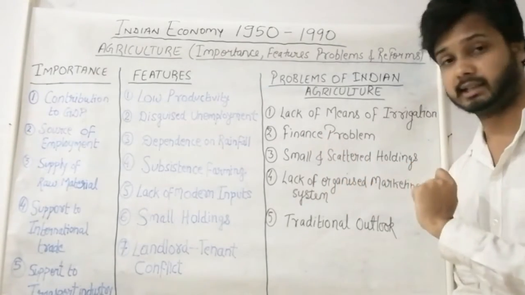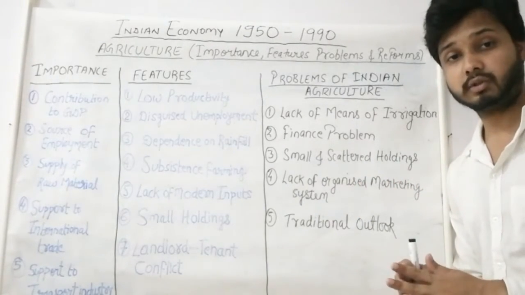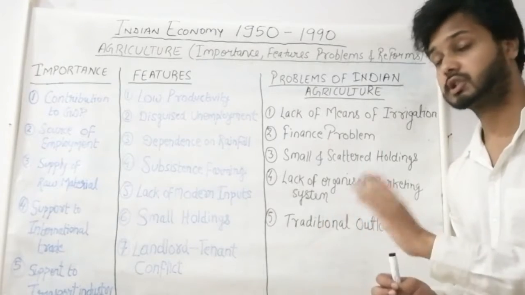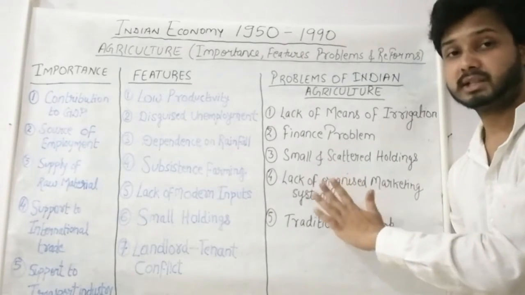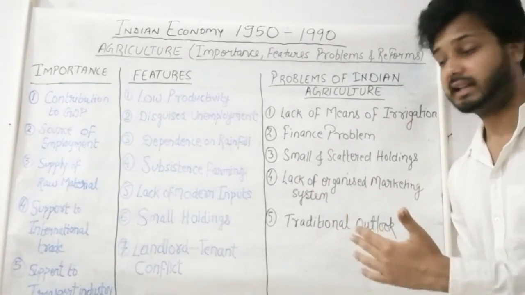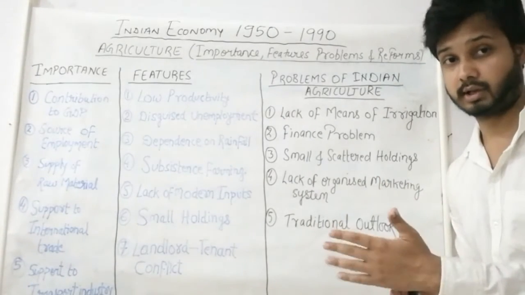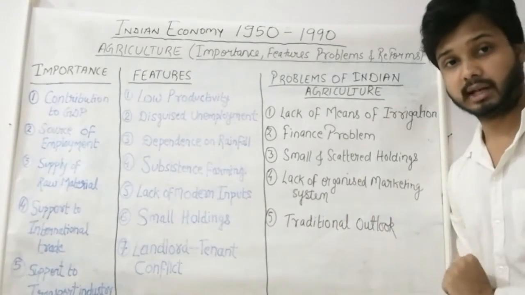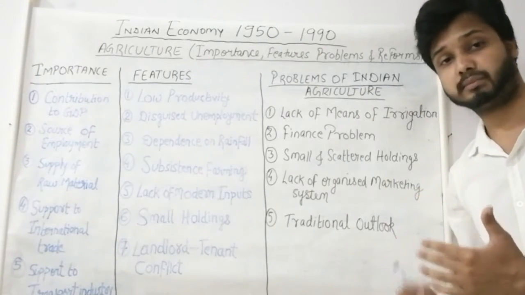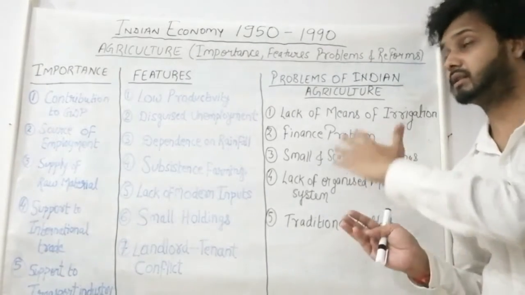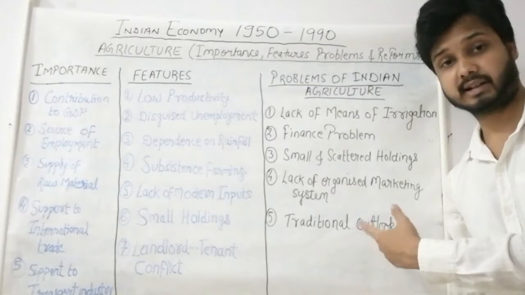Small and scattered holdings. This we have already seen. It is also a problem that farmers had a very small portion of land, and that too was scattered. Okay, it was not in one place. Lack of organized marketing system. Even if farmers were able to grow crops, they did not have a proper marketing system where they could sell off their production. Traditional outlook. Farmers did not have the approach of a businessman. They were not doing agriculture from the point of view of commercialization, that they had to earn profit. They had a traditional outlook.